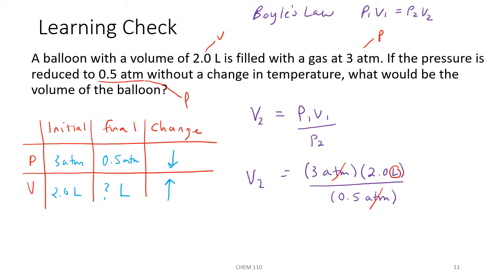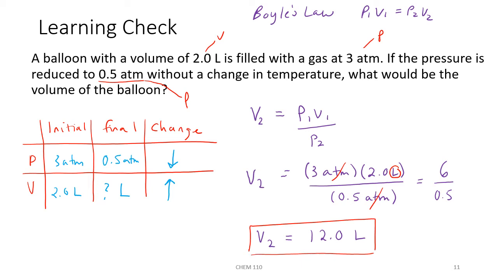And so we're going to end up having 3 times 2, or 6, divided by 0.5, which should give us V2 of 12 liters. And so just as we expected from our chart, our volume did increase because those two are inversely proportional to one another.